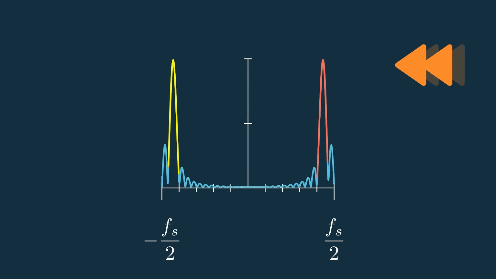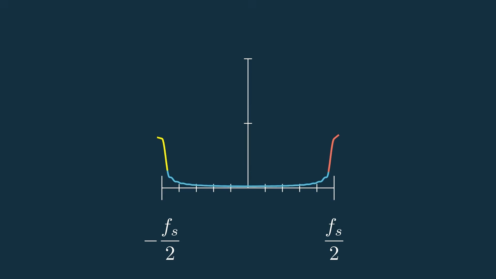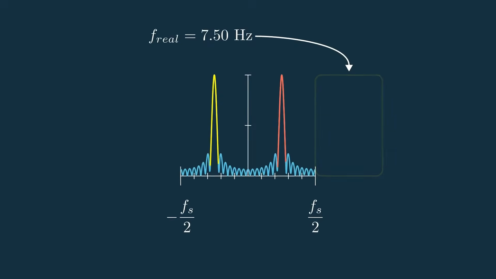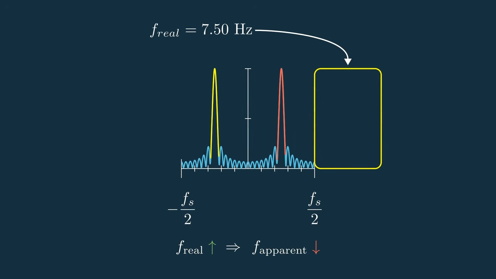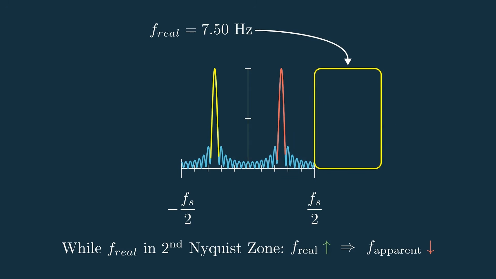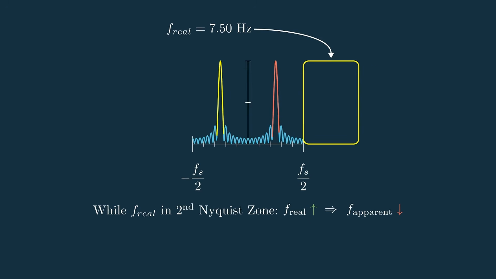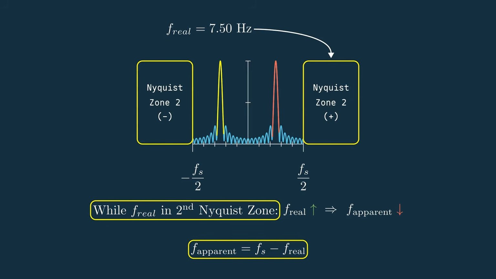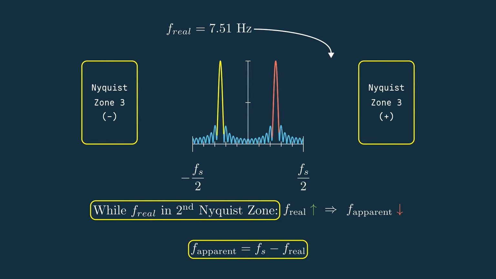You may have also noticed that for a second, the peak dropped to 0, but I'll get to that in a minute. Since it looks to us like the signal is traveling in the negative direction as we increase frequency, we can say that while the actual frequency is in the second Nyquist zone, the frequency we will see is the sampling frequency minus the actual signal's frequency. But that only applies if our real signal's frequency lands in the second Nyquist zone. Let's keep increasing it until it hits the third zone.